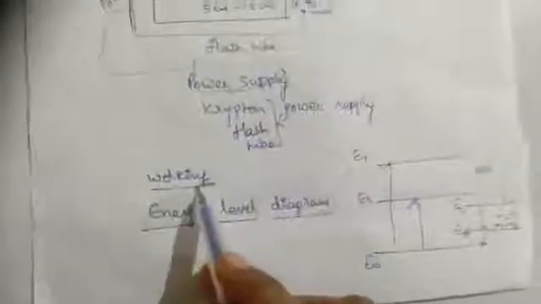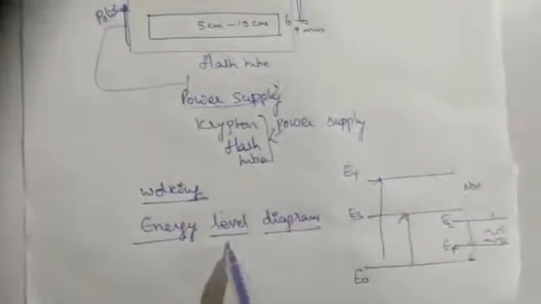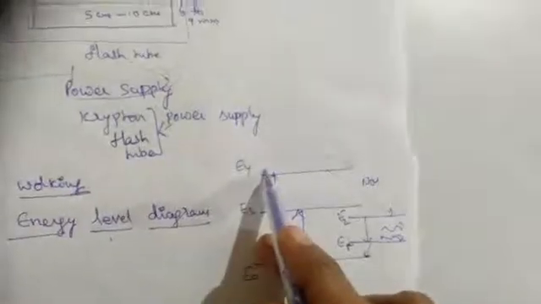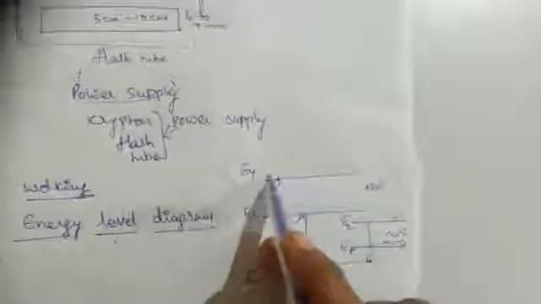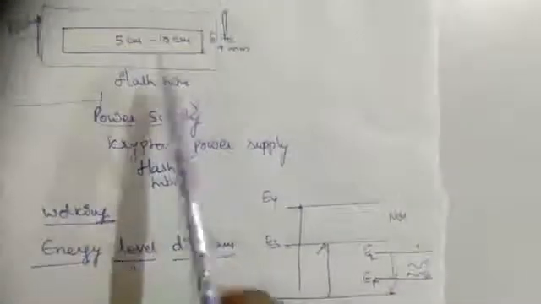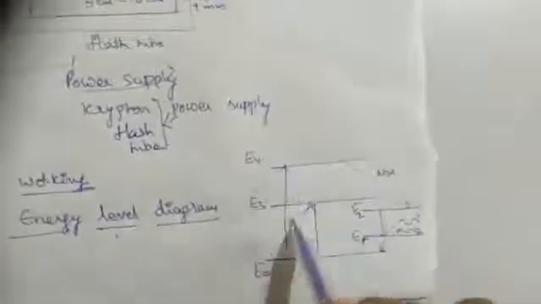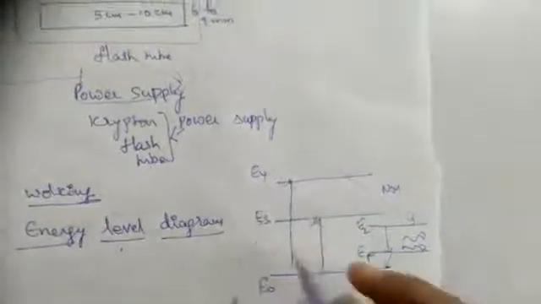Next comes the working. We should remember that the working of any laser is explained in terms of an energy level diagram only. That is, we'll have many energy levels based on the type of the material, the active medium we are taking. Once the power supply is given, the flash tube activates the atoms from the ground state E0 to the higher energy states, so on E3 and E4. That depends on how much energy you supply.